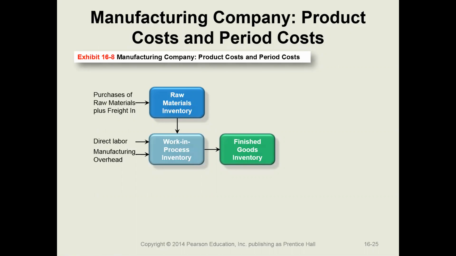Okay, so again, costs are accumulated. The purchases of the raw materials are accumulated in raw materials inventory. Then when we add direct labor and manufacturing overhead, when we start working on the product, that is put into work in process inventory, along with the costs that were previously in raw materials inventory, because that gets moved to work in process. And then when the product is finished being manufactured, all the costs that were in work in process inventory get transferred to finished goods inventory.